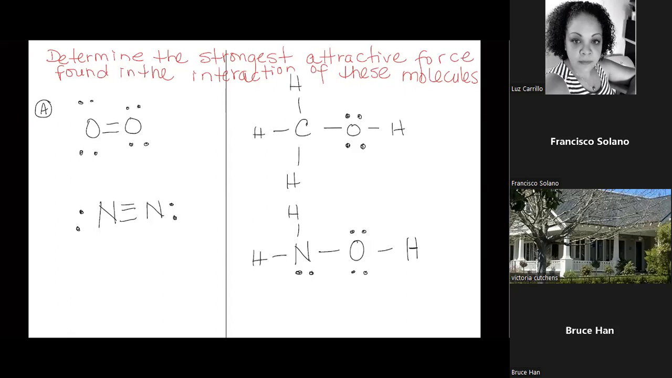For those students that are like, wait, what? How do I know? Oxygen is a linear molecule. As you can see on either side, it has the same atom. So that's why it's nonpolar. Nitrogen, another linear molecule. On either side, it has the same atom. Both molecules are nonpolar.